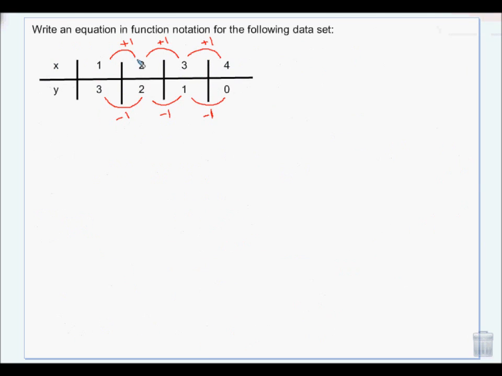So plus 1, plus 1, plus 1, minus 1, minus 1, minus 1. My slope is the change in y over the change in x. So I've got minus 1 over positive 1, so it's negative 1.